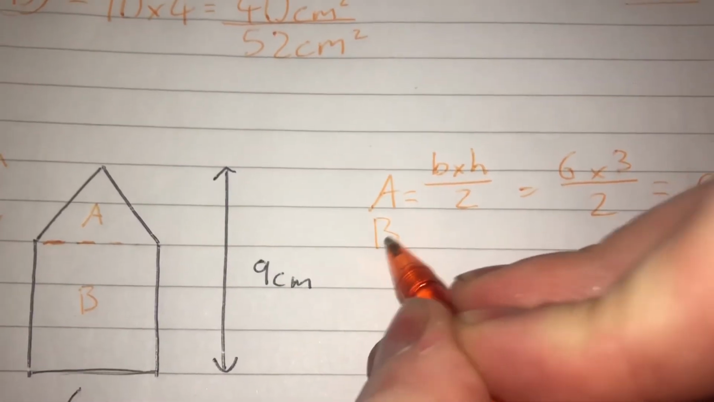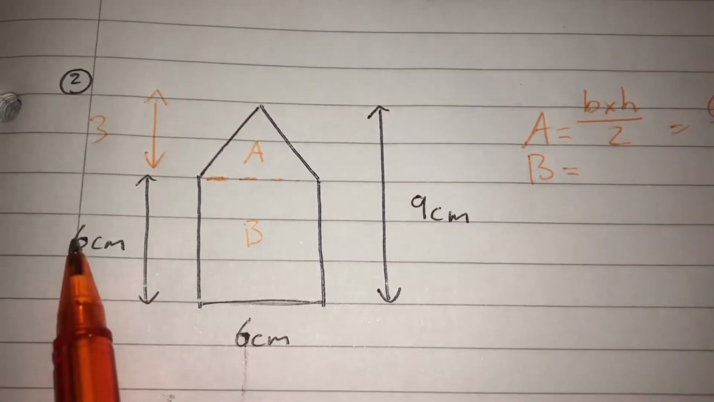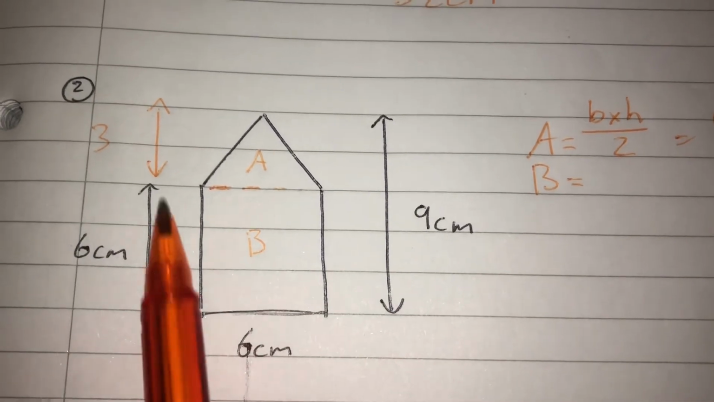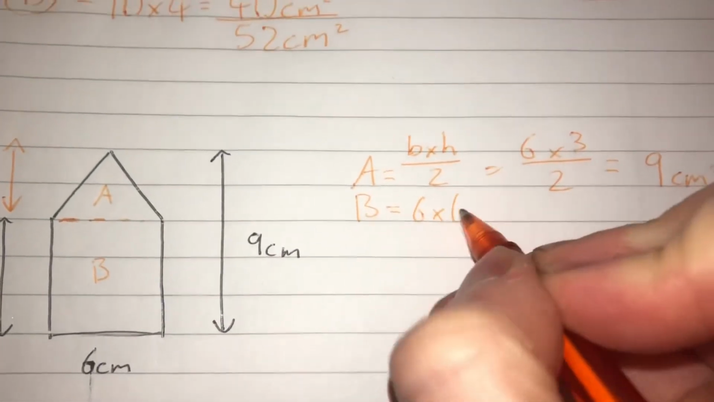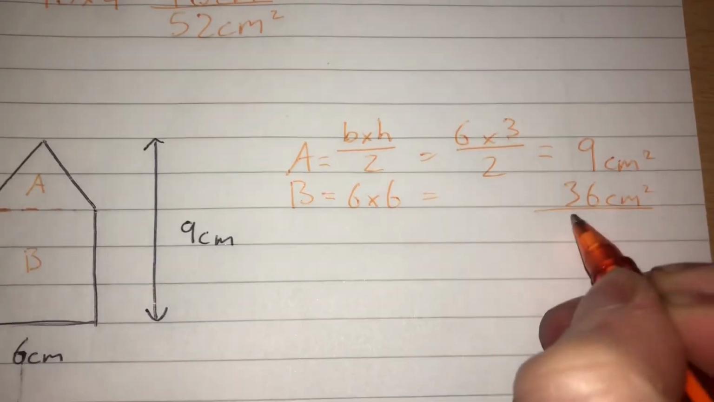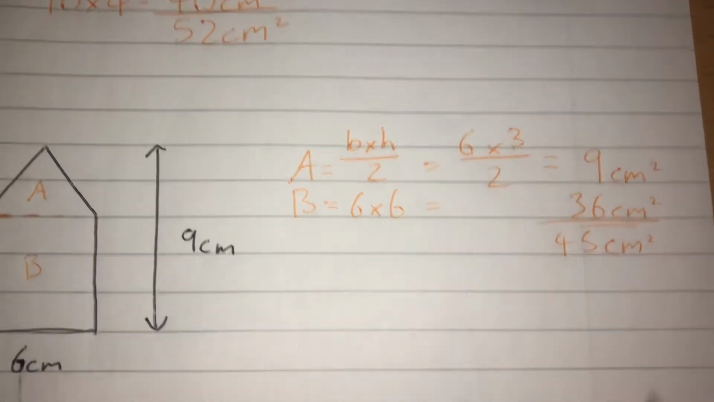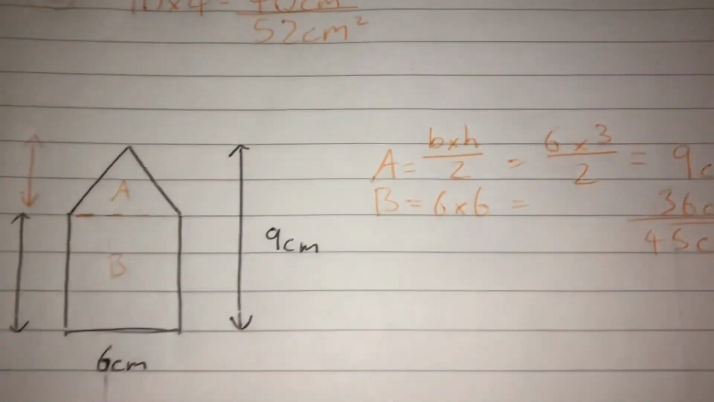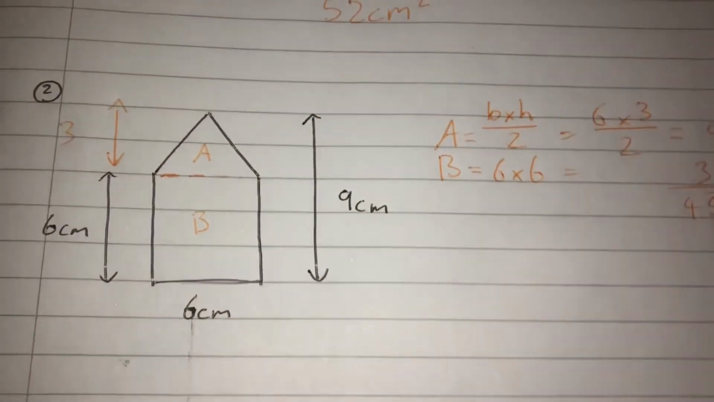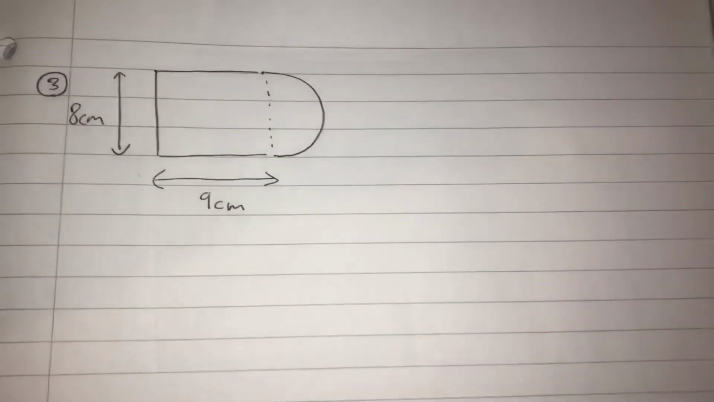The bottom shape B is a rectangle, so it's just base times height. It is in fact a square, so the base of 6, the height is 6, so we're just doing 6 times 6, which is 36 centimeters squared. Add the two together and I get 45 centimeters squared overall for the entire shape. Okay, there are other ways again to split this up. You could split it down the middle and treat it as two trapeziums, but again, as we know from previous videos, calculating the area of a trapezium is trickier to do, so I would just split it into a triangle and a rectangle as I've just done.